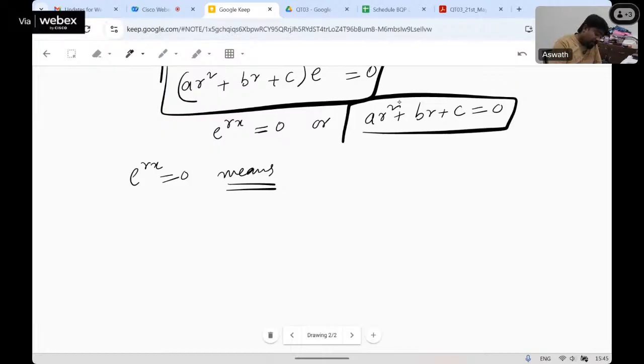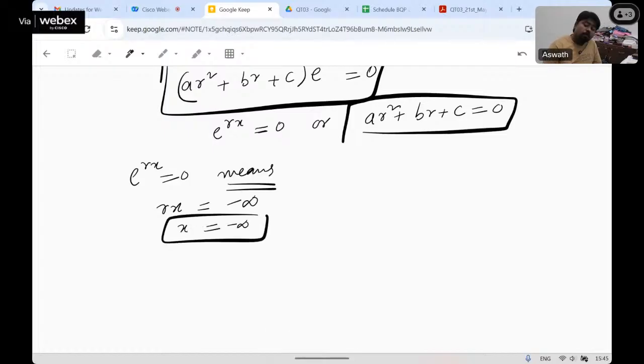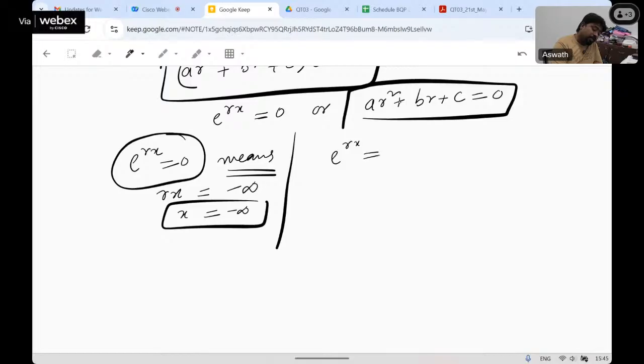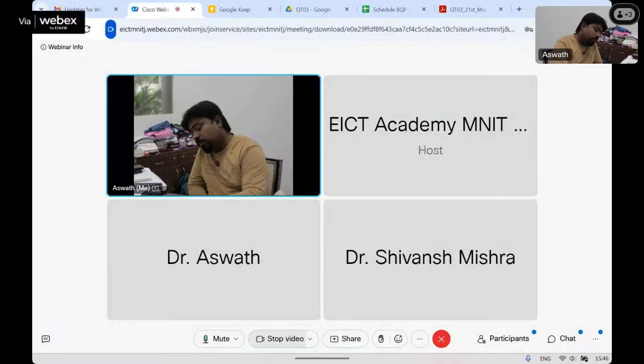Okay, which means rx is minus infinity, a specific value. But I am talking about x equal to minus infinity only. Only in that situation this is going to be 0, but my x value would increase or change. That is what I intend: I change the x and try to get the function value. So I cannot consider exponential rx equal to 0. The only scenario is exponential rx not equal to 0, so that means ar square plus br plus c is equal to 0.